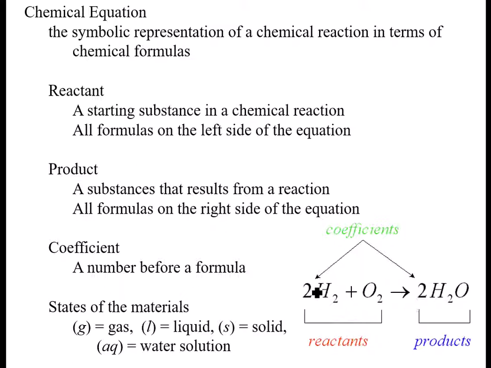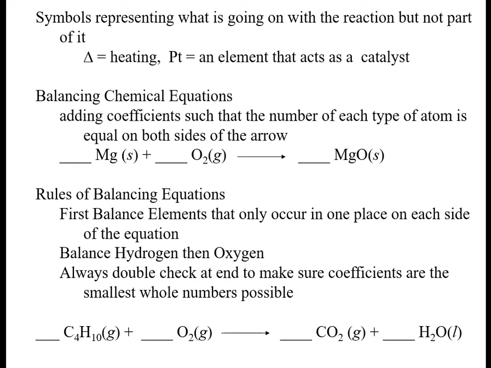And then you have coefficients, which are the numbers in front of the chemical formulas that tell you how many of each compound or molecule you have. You can also have the states of materials, so you have G for gas, L for liquid, S for solid, and AQ for an aqueous or water solution. Additionally, sometimes there are symbols above the reaction arrow. The delta sign here means that it was heated. Something like an element or a compound above this means that it has a catalyst.